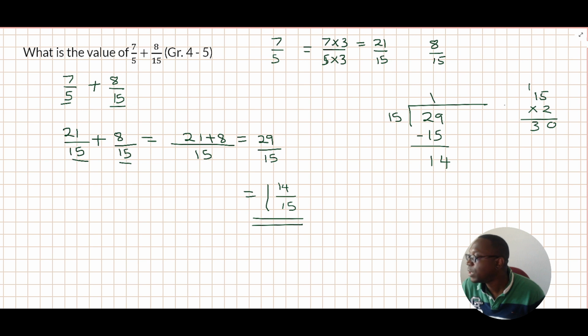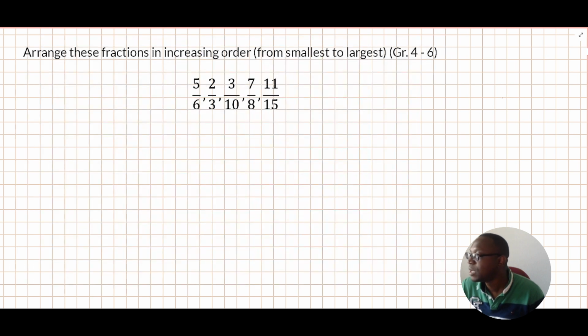The next one, is there any question so far? So now let's go ahead to the next problem. We're going to arrange these fractions in increasing order. That means we want to arrange from the smallest to the largest. The first thing we're going to do here is to find a way to make all the fractions have the same denominators so you can compare the numerators.